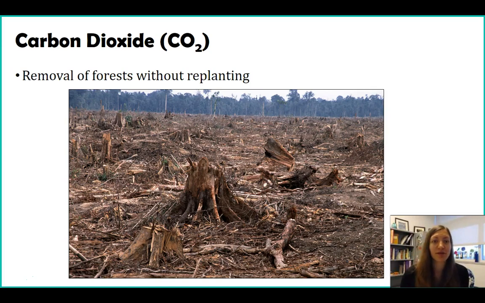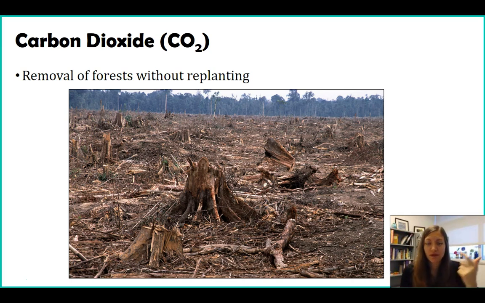Another source of our carbon dioxide is removing our forests. But I really want to emphasize removing our forests and not replanting them. Remember that trees are a renewable resource. If we cut down the entire forest, or even if we cut down half the forest, those trees will come back. They'll grow back. If we replant a forest, that's more trees. The issue is when we cut down trees and then don't replant them. And there's actually two reasons why this is an issue.